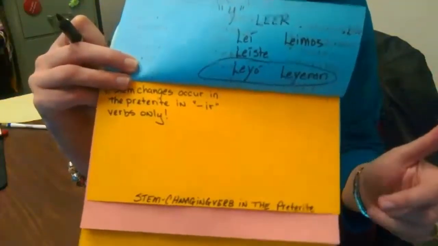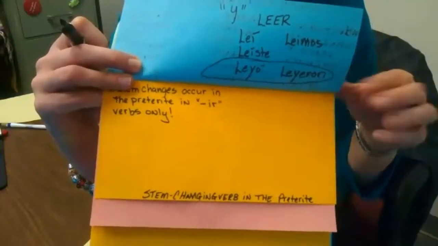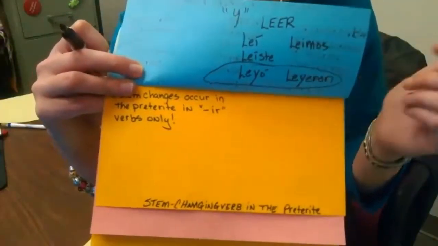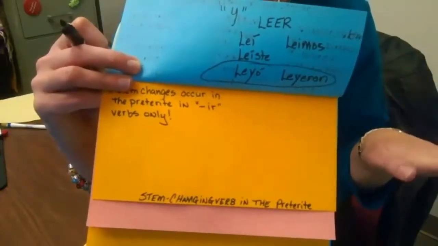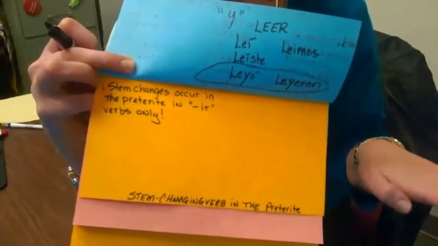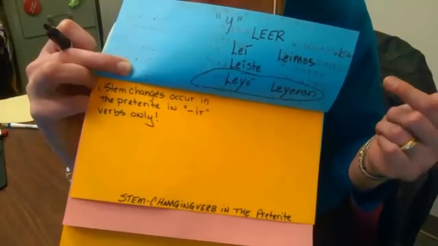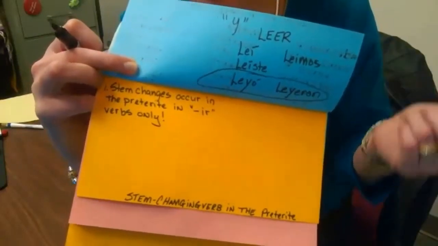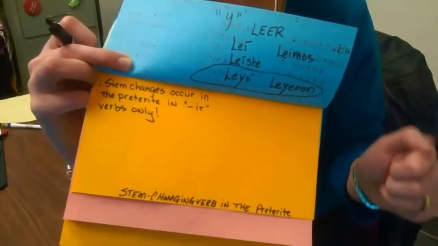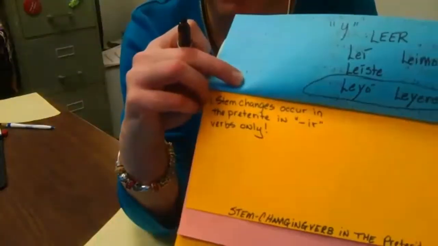That means if you come across a verb that was a stem changer in the present tense, if it ends in AR or ER, it's not going to stem change in the preterite tense. It won't stem change in the past. But if you run across a verb that stem changes in the present tense and it's an IR verb, then it will stem change in the preterite tense. It will stem change if it's an IR verb and it's stem changed in the present tense. Okay? All right, so number 2.